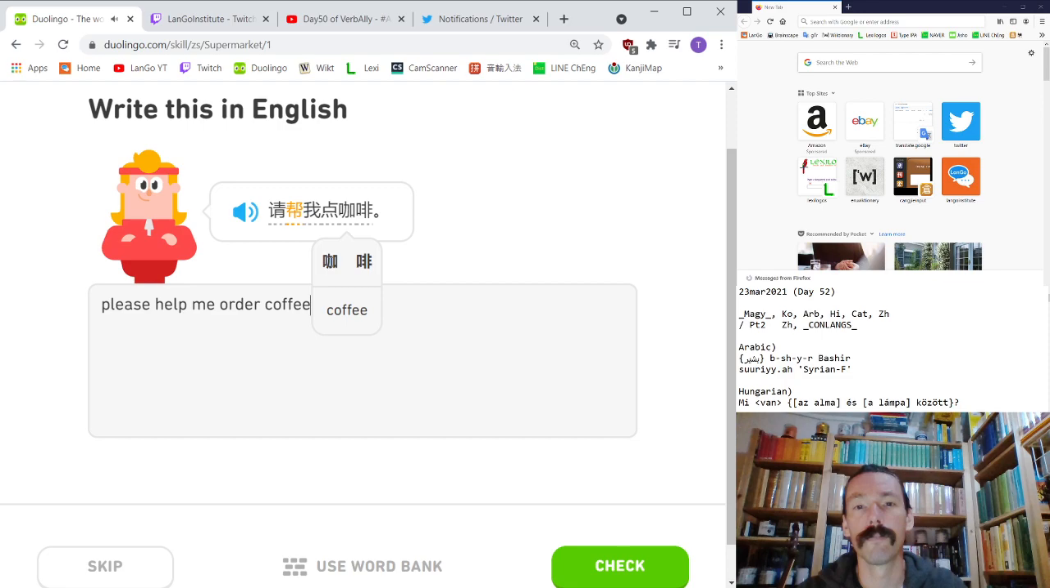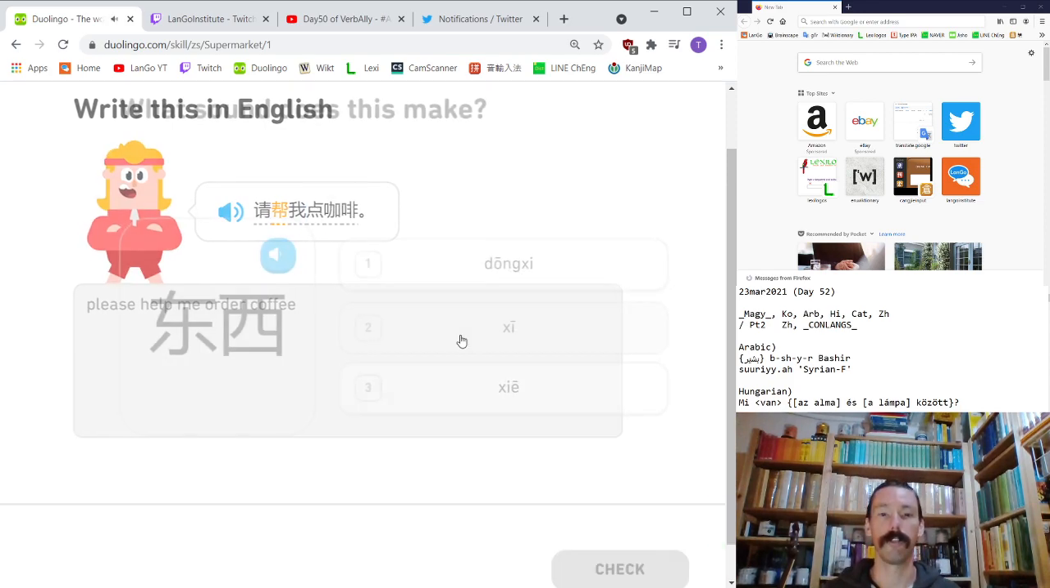帮我. That's sometimes called a pivot construction, where this 我 is the object of the first verb preceding it, and the subject of the following clause. So, 东西.